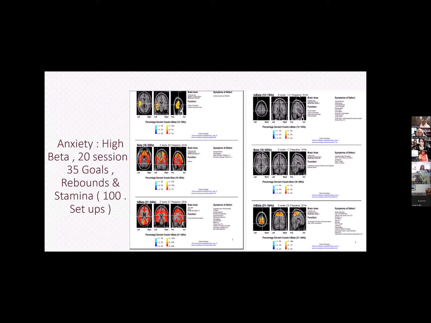This case also we have, this is my son, and I trained him for reducing his anxiety at the high beta level, and we find him at the end of the season scoring 35 goals after 20 sessions, and the major observation in his sport performance, that's the rebound.